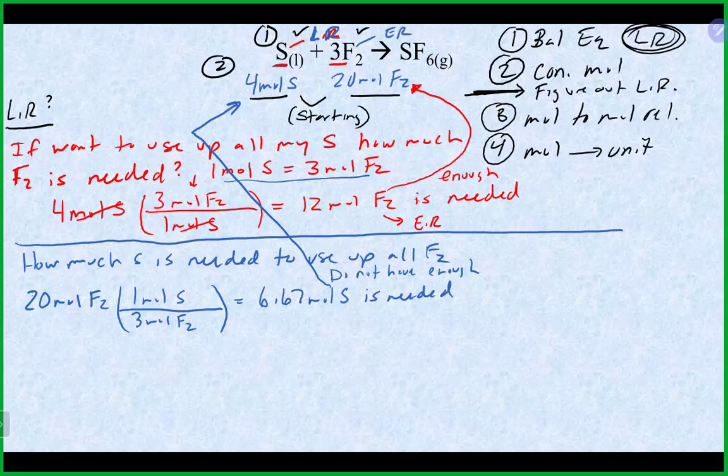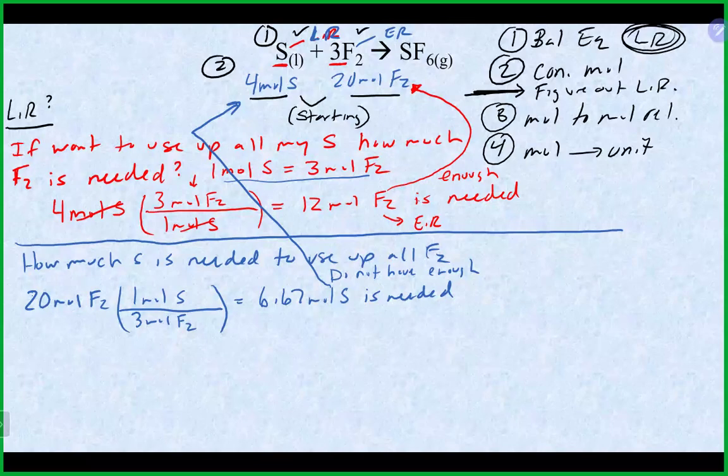So again, you do not need to do both of those calculations. You could just do one, but it doesn't really matter which one you choose. You can do it with the first reagent to the second or the second to the first. It doesn't matter. They will tell you the same thing in terms of which one's your limiting reagent and which one's your excess reagent.